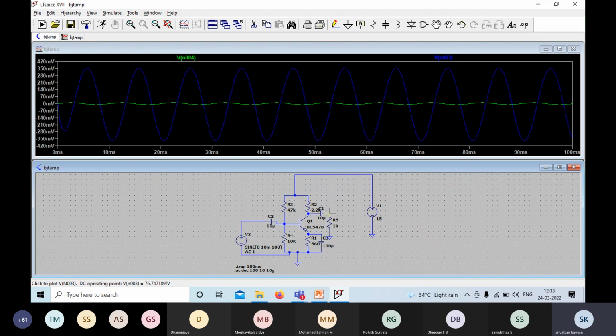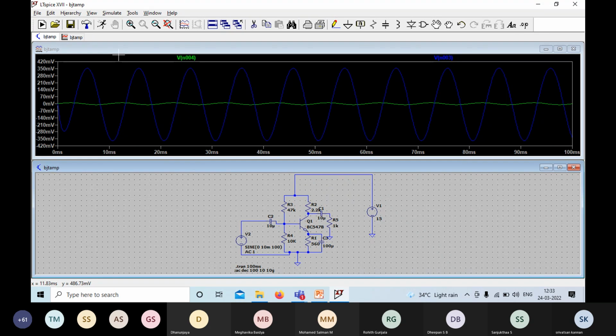You can also see the phase reversal in the output waveform. I told this earlier: in the common emitter amplifier, there is a phase reversal in the output waveform. There is a phase difference of 180 degrees between the input and output waveforms. Have all of you done this? Yes or no?